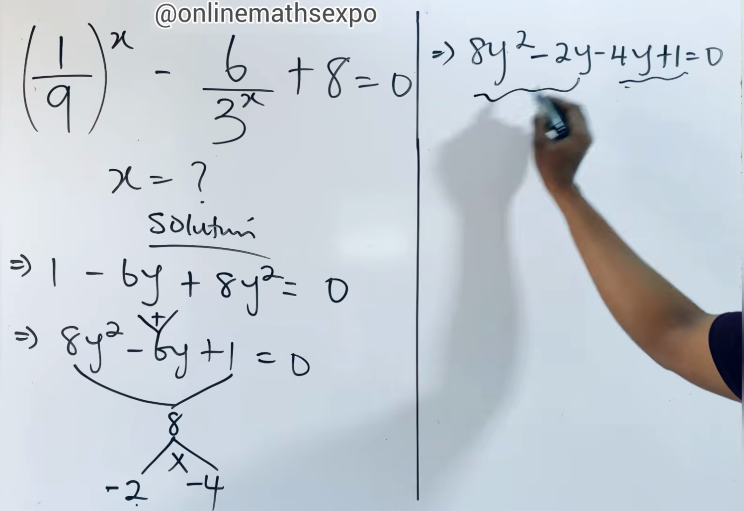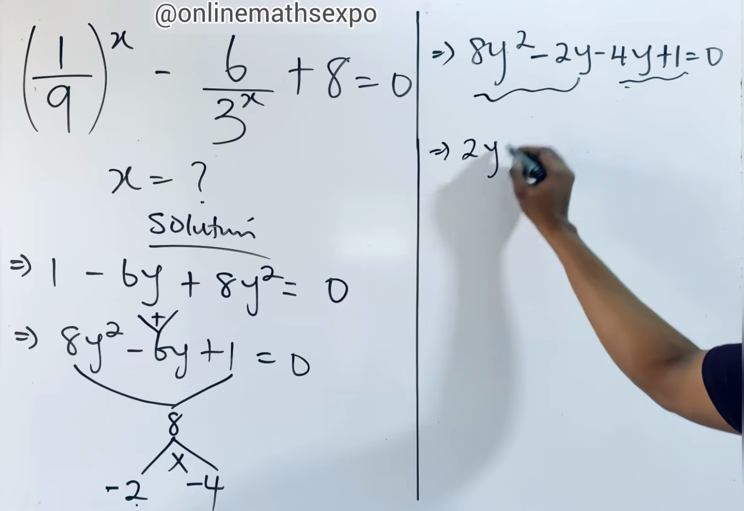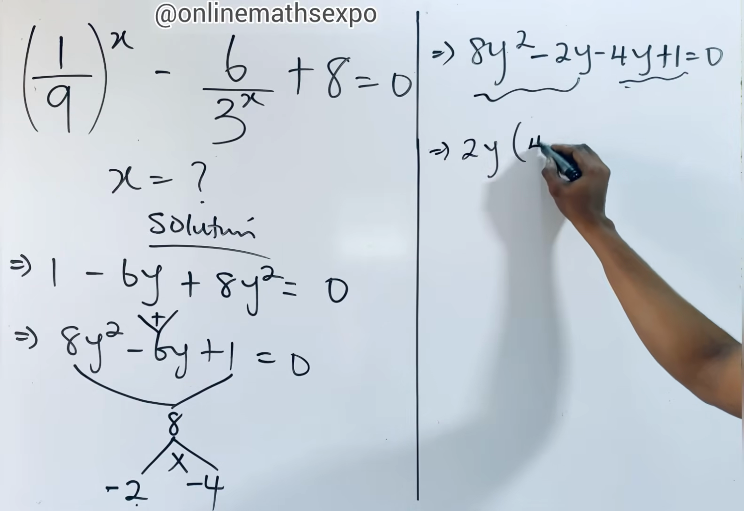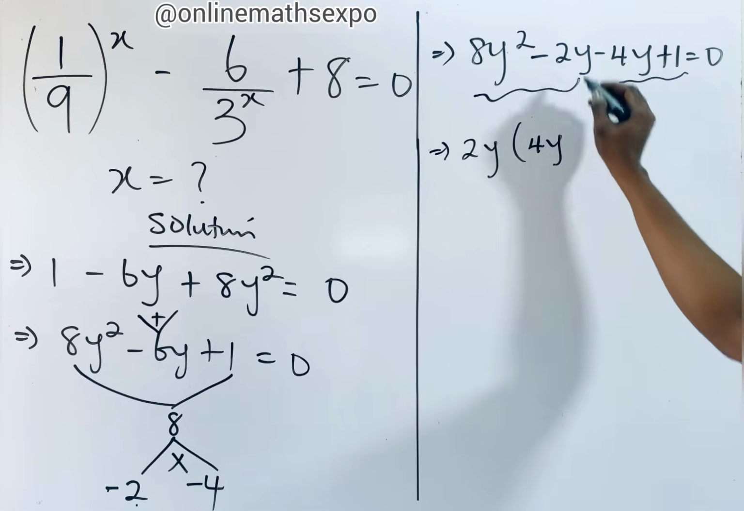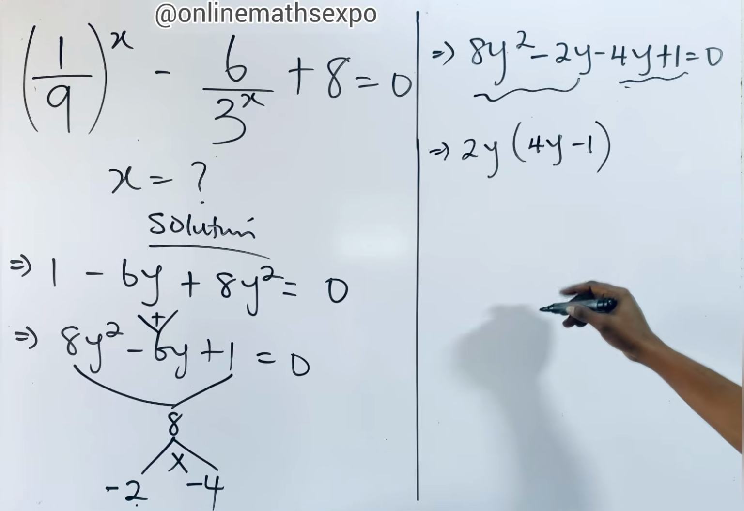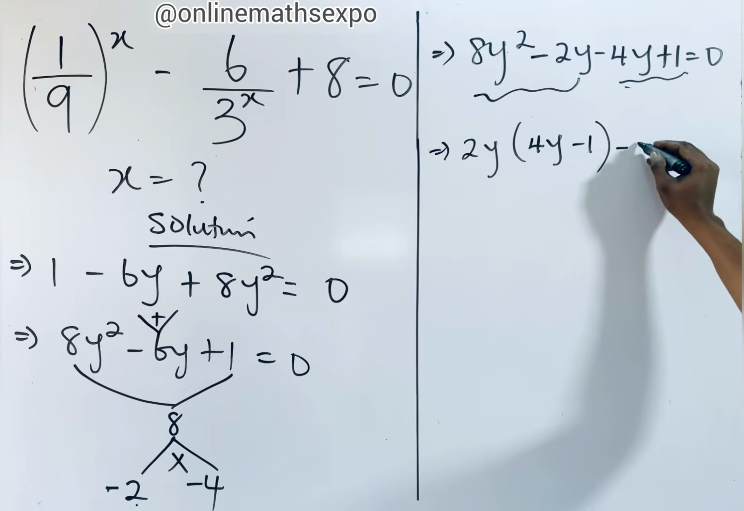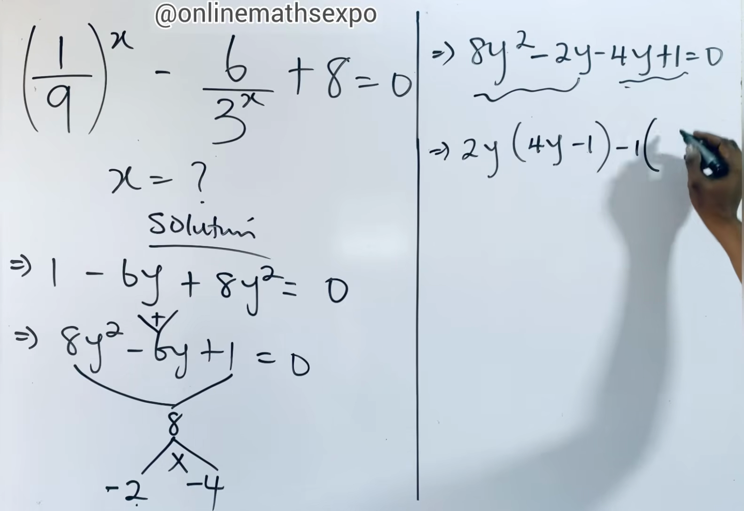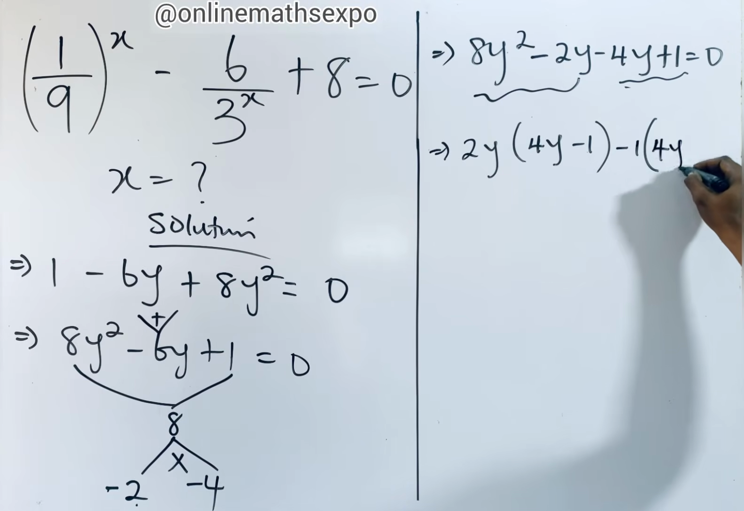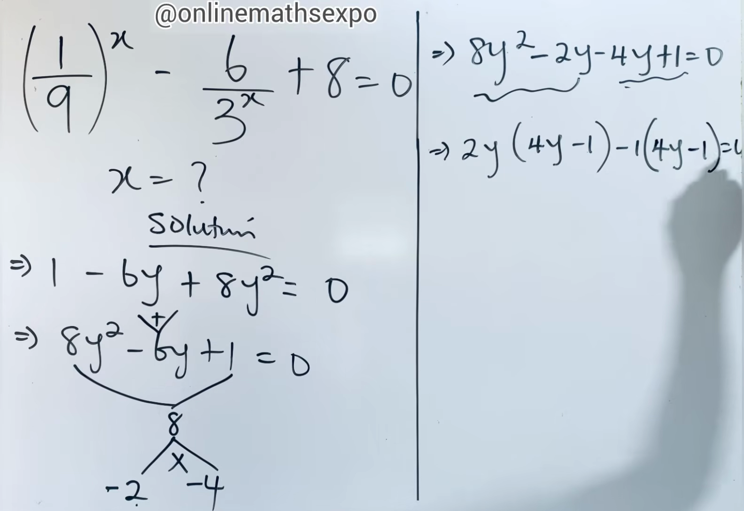Now what is common here is 2y. Use it to divide this, it gives you 4y. Use this to divide this, it gives you -1. Then you factor out -1. Use it to divide this, it gives you 4y. Use it to divide this, it gives you -1 is equal to 0.